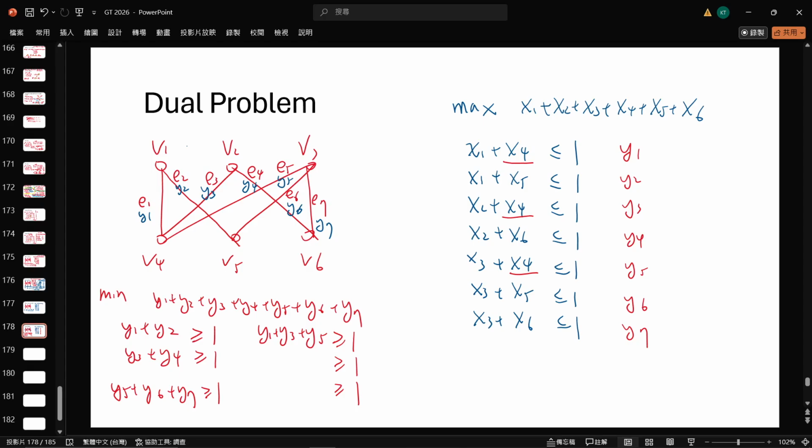We have, for every vertex, a constraint in the dual problem. A constraint basically says the sum of the dual variables incident to it should be at least 1. So following this pattern, the next constraint should be y2 plus y6.